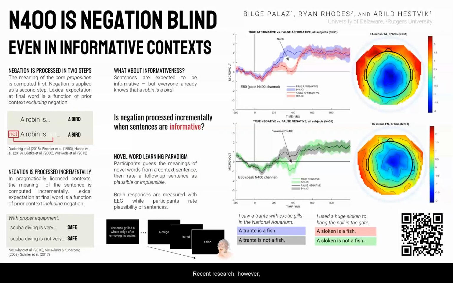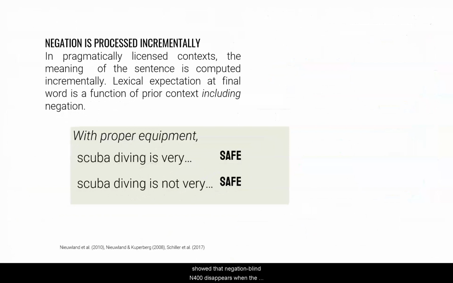Recent research, however, showed that negation-blind N400 disappears when the use of negation is more meaningful. For instance, Newland and Kuperberg found that N400 was sensitive to the negation-modulated truth value of the sentences. In their study, false sentences such as "with proper equipment, scuba diving is not very safe" elicited N400 compared with true sentences like "with proper equipment, scuba diving is very safe." Based on this, they concluded that the meaning of the sentence, including the negation, is computed incrementally in a pragmatically licensed context.